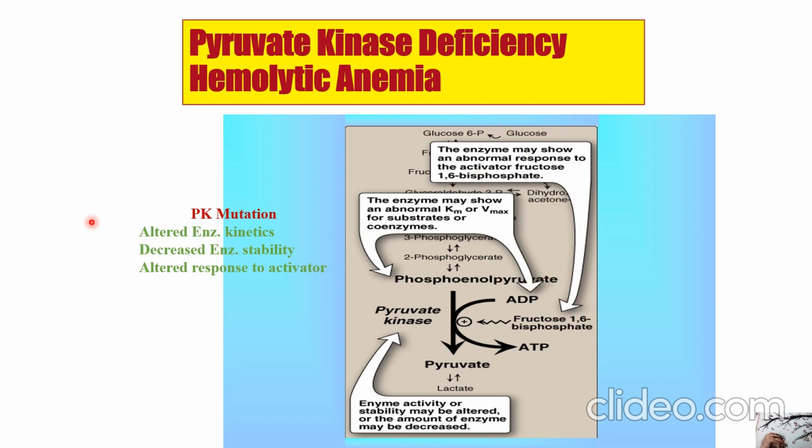So a PK or pyruvate kinase mutation can give rise to altered enzyme kinetics, decreased enzyme stability, and altered response to the activator. These are the consequences for pyruvate kinase, because a mutation can lead to all of these.